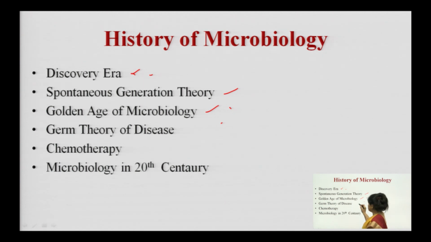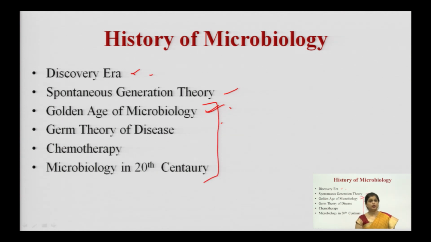After that comes the germ theory. In this lecture I will focus on the golden age, the germ theory, and the chemotherapeutic age: how the scientists generated antibiotics, how they found out that germs are the cause of disease, and how they found out that we can kill germs with chemotherapeutic agents. So, these eras we will focus on in lecture number 2.